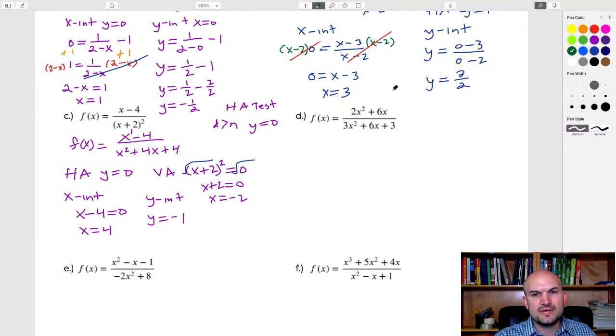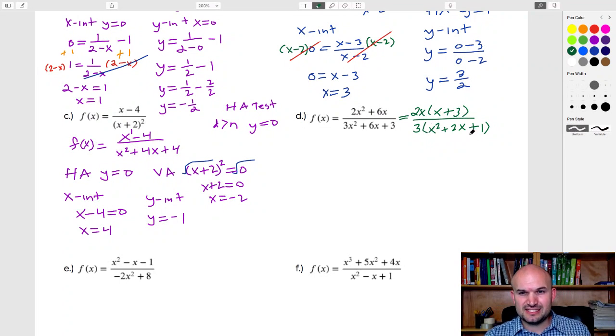There's a dark green one. So again, I'm going to want to factor this first because I want to see if there are any holes, anything that divides out. So here I can factor out a 2x, and by factoring out a 2x, I'm left with an x plus 3. Over here, I'm going to factor out a 3, and I'm left with x squared plus 2x plus 1. Okay, and you can see this factors down to a perfect square trinomial.